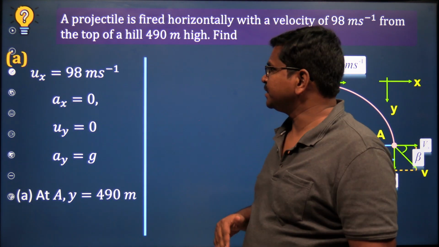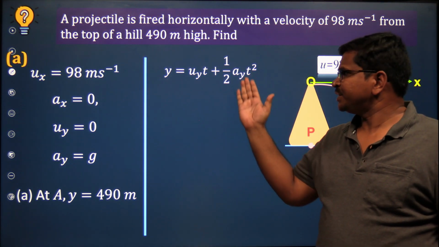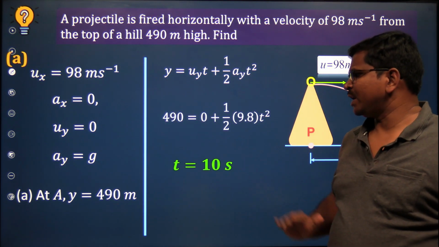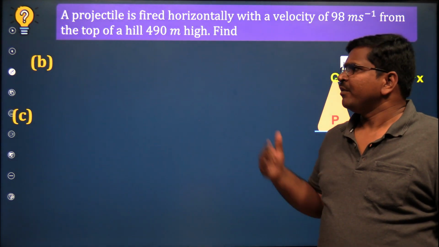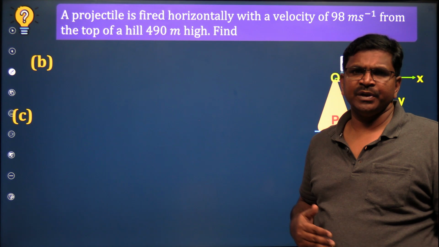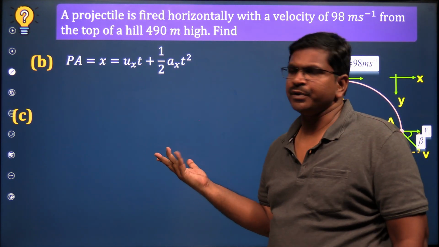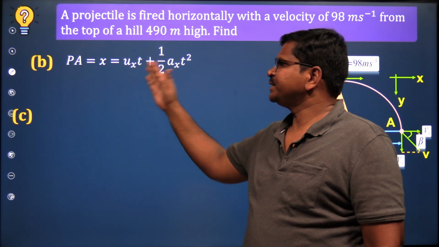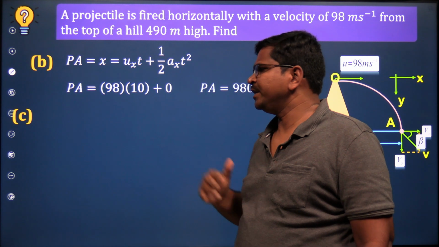At 490 meters, what is y? That is uy t plus half ay t square. By substituting the values, I can get the t value here as 10 seconds. And at 10 seconds, the question B, that is sub question B, is what is the horizontal displacement? x is equal to uxt plus half axt square. As ax is 0, it is ux into t. What is ux given already? 98. 98 into 10, that is 980.